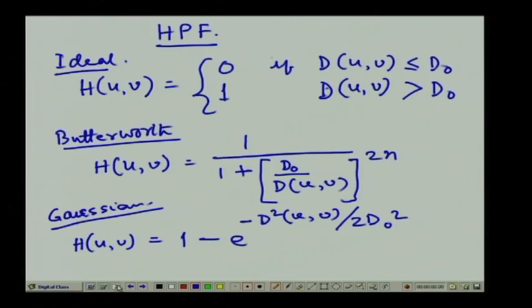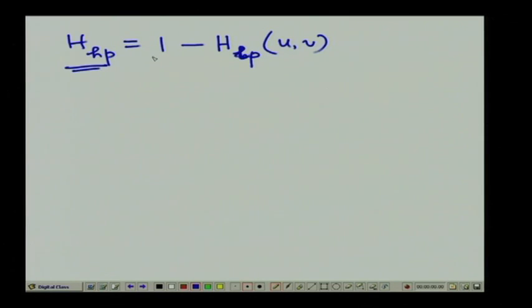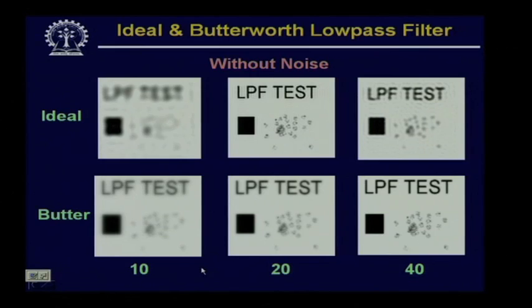And you find that in all these cases, the frequency response of a high pass filter, if I write it as H_hp, is nothing but 1 minus the response of a low pass filter. So, the high pass filter response can be obtained from the low pass filter response, where the cutoff frequencies are the same.